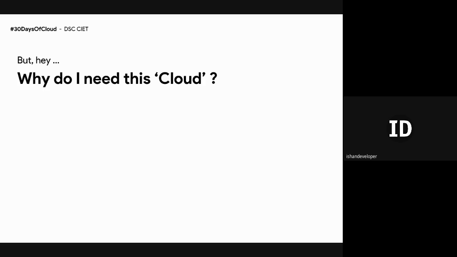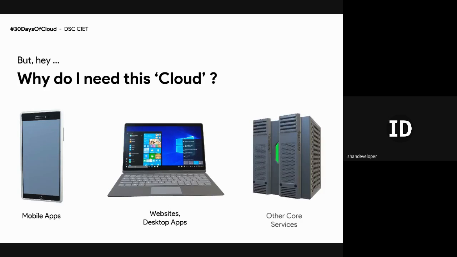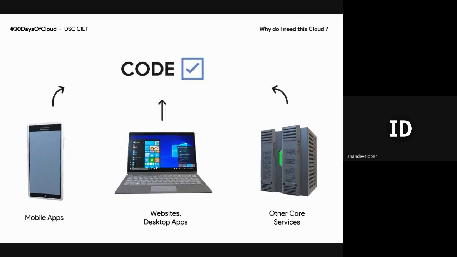So what happens is, let's say you are a coder, like most of you are software engineers, and you are creating some mobile apps, websites or desktop apps, or let's say you are just working on some other core services. Now, you know how to write code, you know how to make them, let's assume. But what happens next? You have written the code, your app is working, that's fine. You have a working website, that's cool. You have a template or anything. But now you want to share it with the rest of the world. How will you do it?